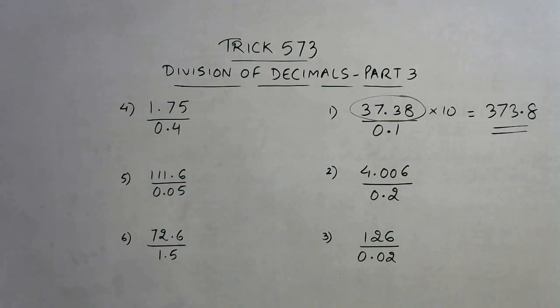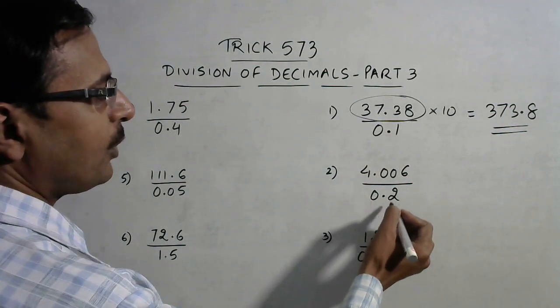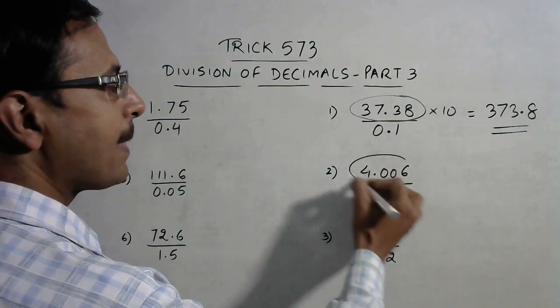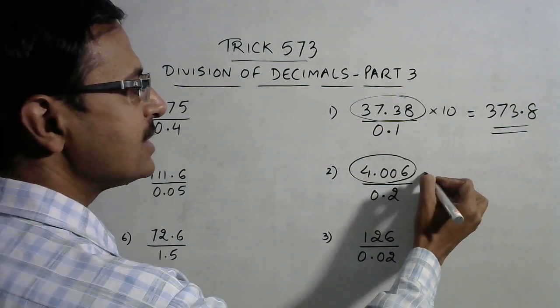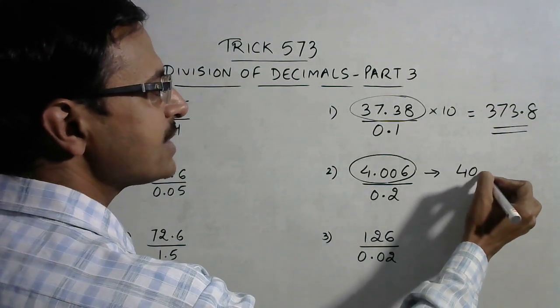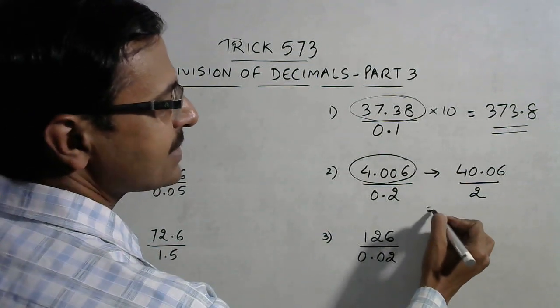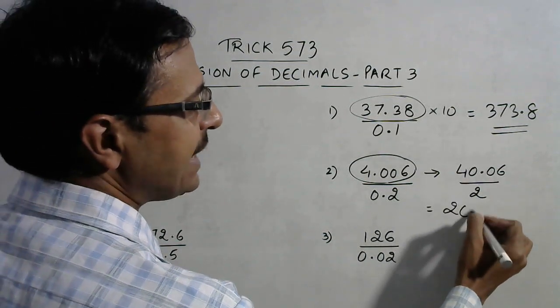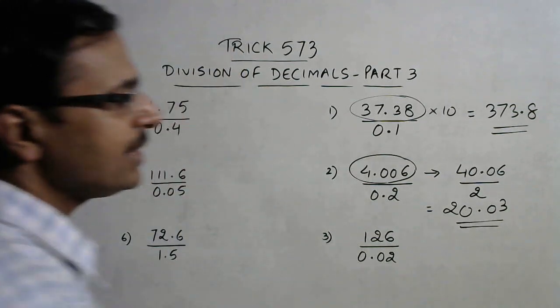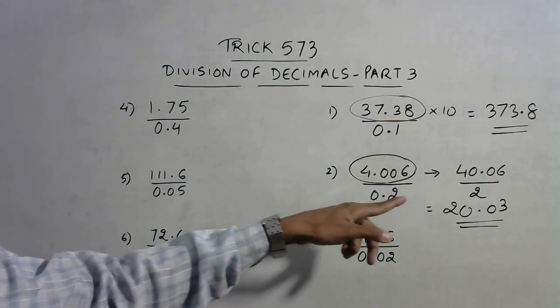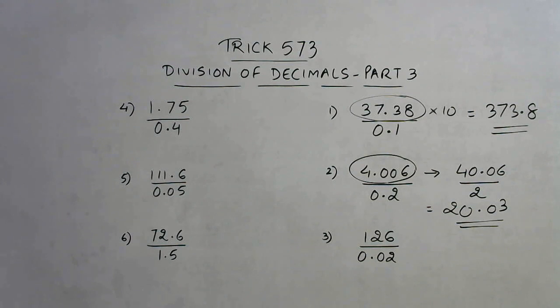Now what happens when it becomes 0.2? Now 0.2 is 2 upon 10. So again we have a 10 in the denominator. So first of all shift this decimal one digit towards the right. That means it becomes 40.06, and then divide this result by 2, you get your answer. Half of 40.06 is 20.03. So you see, such a large calculation, 4.006 divided by 0.2, can be found out so simply using these mental maths tricks.